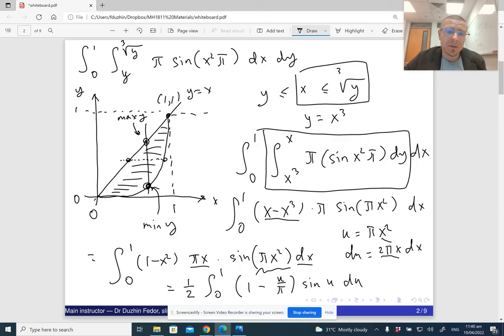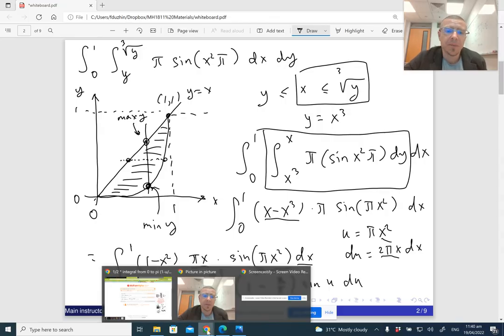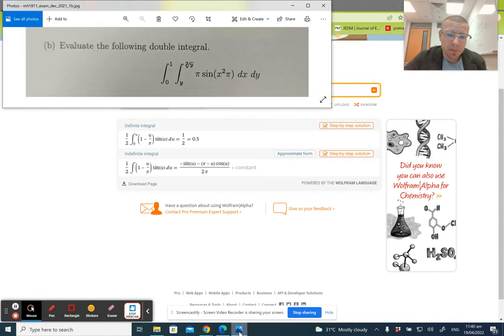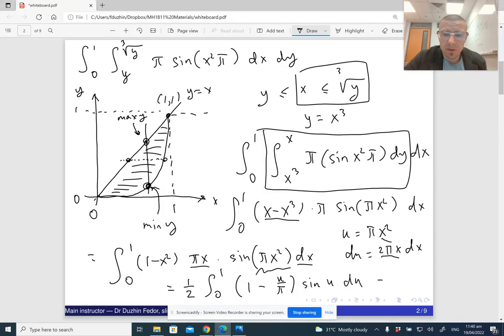Now this integral can be done by parts, but I'm not going to bore you with this because it's a routine calculation, so I will just do it in Wolfram Alpha. So here is 1/2 times the integral from 0 to pi of, I believe this is the correct integral, and the answer is just 1/2. All right, so the answer here is 1.